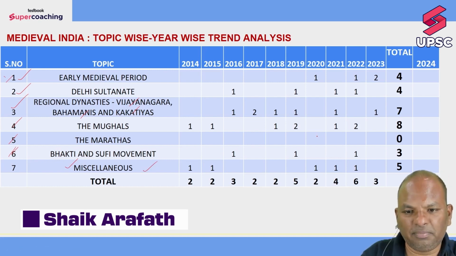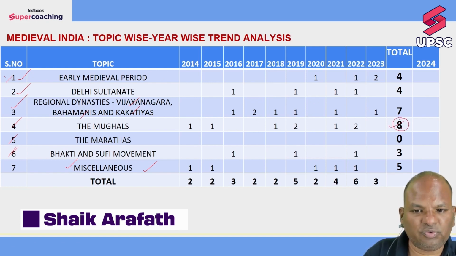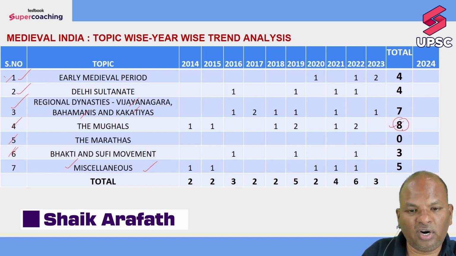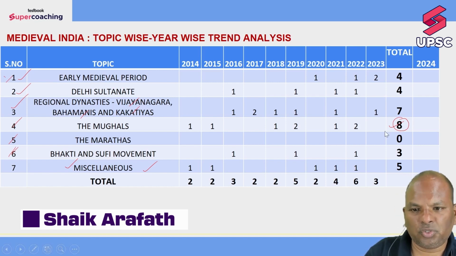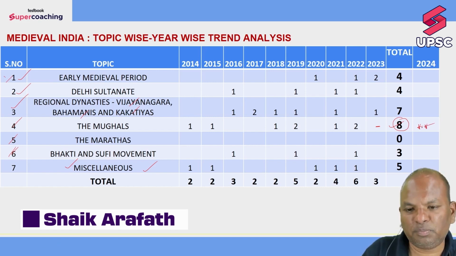If you take a look at this table, clearly in the last 10 years, a number of questions came from the Mughals. That is 8 questions were asked from the Mughals in the last 10 years. So on an average, you can say that if not each year, at least every alternate year, there have been questions on the Mughals in the prelims examination. So since in 2023, no question on the Mughals, the aspirants can expect a question from this particular topic. We really cannot guess it, but this is my educated guess.